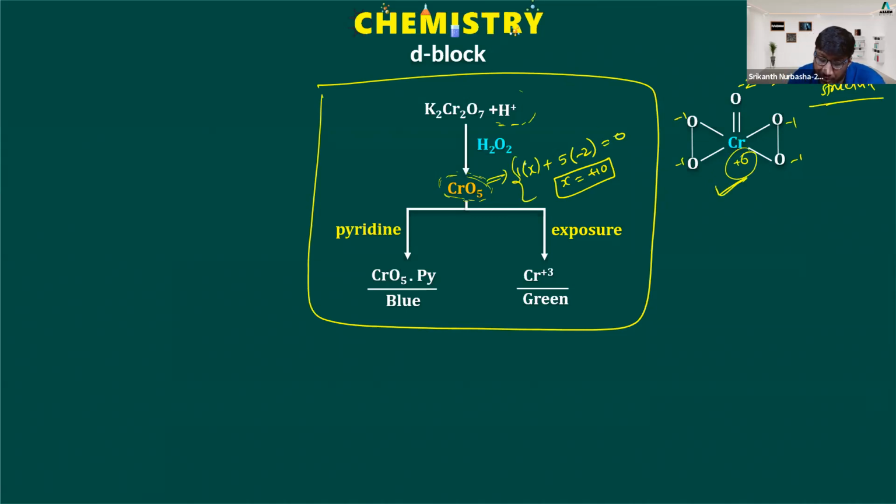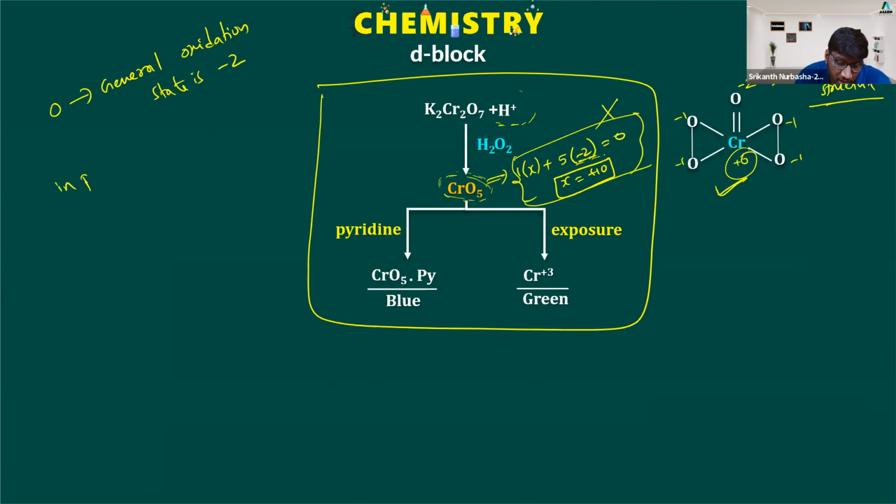Why is this wrong? Here we have automatically considered that all five oxygens have the oxidation state of -2. But from the structure, four oxygens are involved in peroxy bonds. The general oxidation state of oxygen is -2. In peroxy bonds, in peroxy acids, it has a -1 oxidation state.